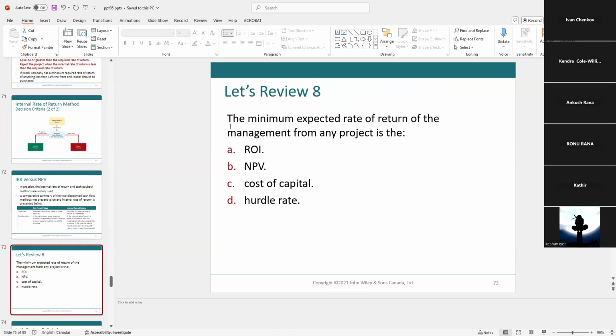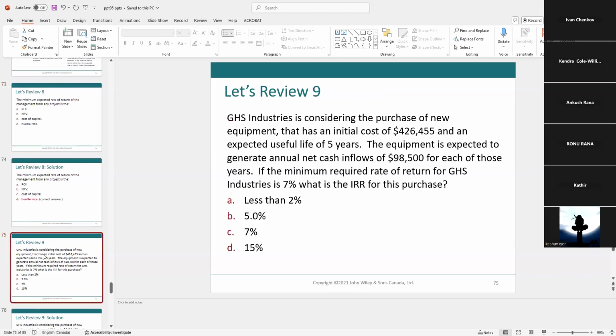In this case, minimum expected rate of return. Return on investment, is this a rate of return? No. Net present value, is this a rate of return? No. Cost of capital, is this a rate of return? No. So which one is left? Hurdle rate.